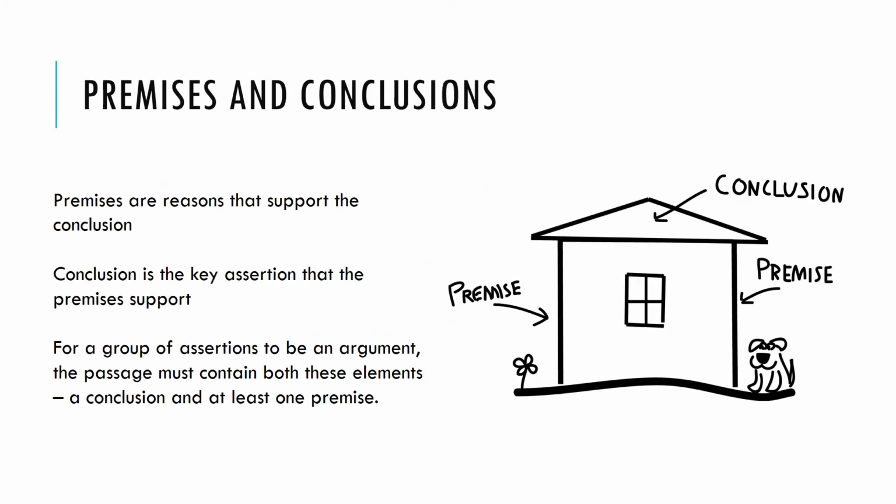When we look at premises and conclusions, we know that they both work together. Premises are the reasons that support the conclusion, and the conclusion is the key assertion that the premises support. For a group of assertions to be an argument, the passage must contain both these elements, a conclusion and at least one premise. Take a look at the graphic on the right. Here we see the walls of the house represent the premises, and the roof of the house is the conclusion. If the premises are weak, the roof will fall in, and the conclusion will be debunked.